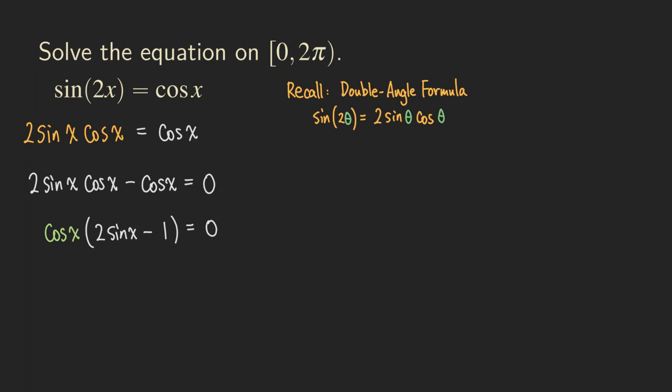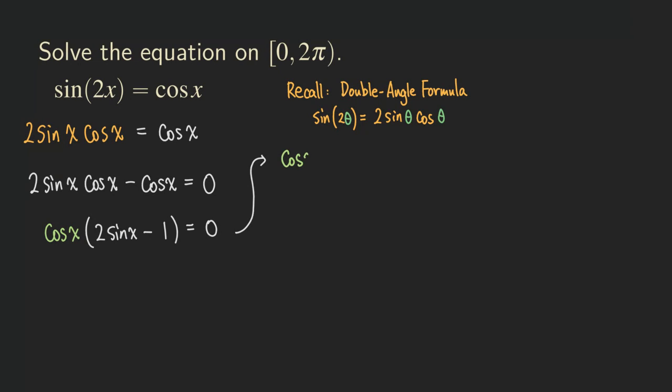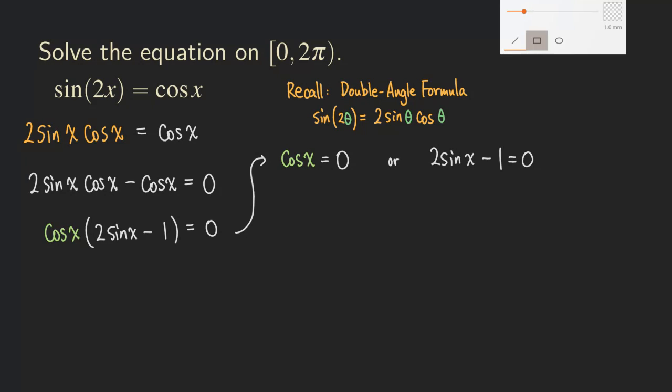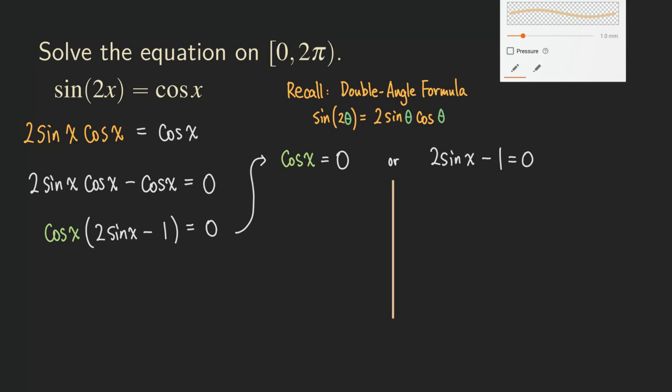So what we can do is that we can set the cosine x, this green cosine x, equal to 0, or the 2 sine x minus 1 is equal to 0. So now we can break it into 2 cases. Then now let's consider.